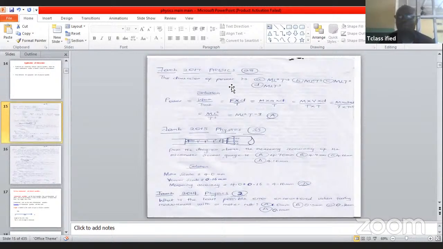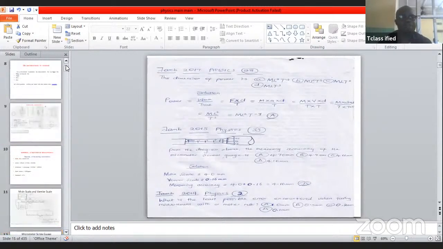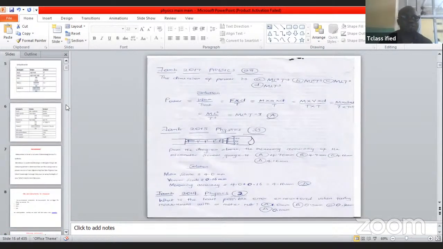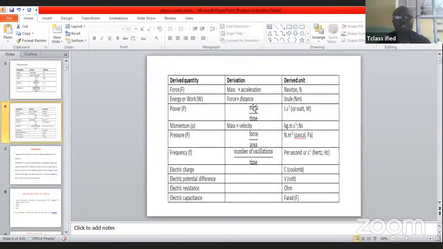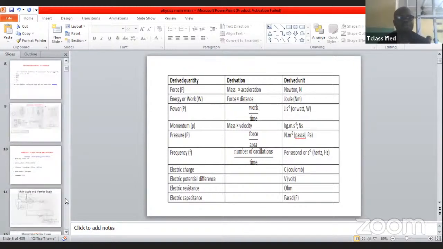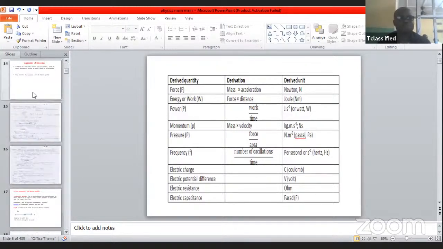So number one, if you want to solve this, you have to know the relationship between power and other quantities. Power is what you're told to find. And we all know from the units that I gave us. So let me quickly slide up for those of us that joined now. So power is simply equal to work over time. This video is recorded, so you can always go to our YouTube channel or Facebook to see them in case you missed out. So power is work over what? Time. So let's go back to the question.